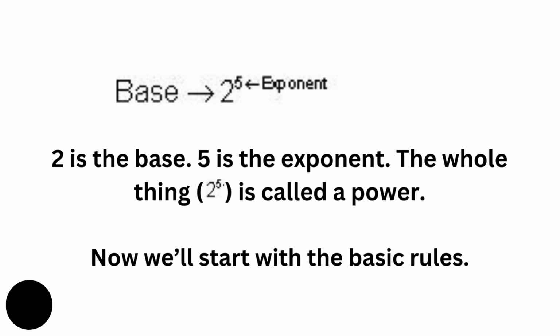So as you can see, here is 2 to the power 5. Here the 2 is the base and 5 is the exponent. And the whole thing, 2 to the power 5, is called a power. Alright, so now we'll start with the basic rules.